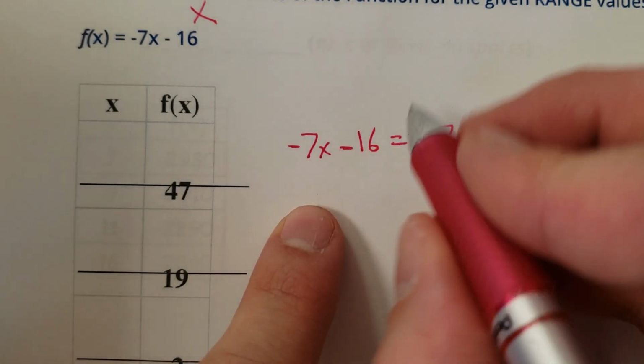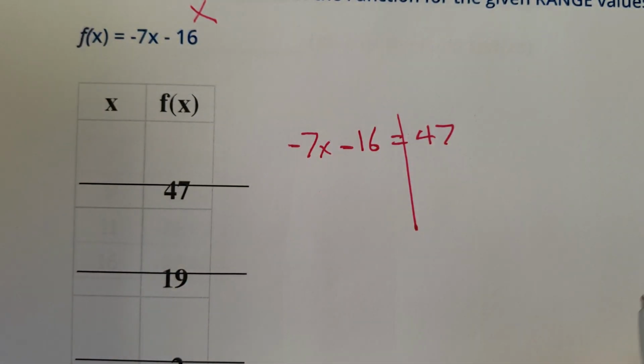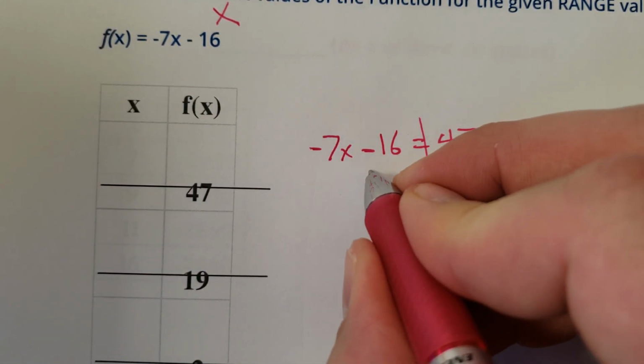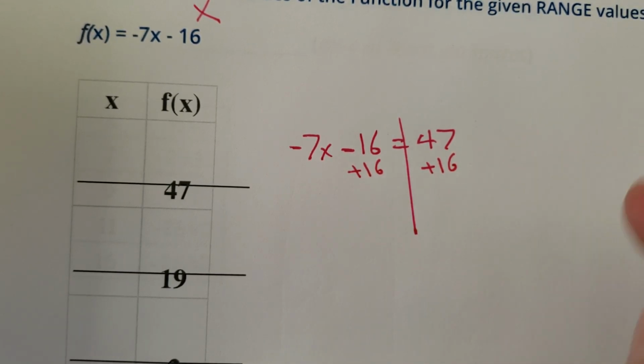Okay, here we go. Negative 7x minus 16 equals 47. We're trying to find the x value. This is just some algebra here, friends. I'm going to add 16 to both sides. Make a note of that. Add 16 to both sides.